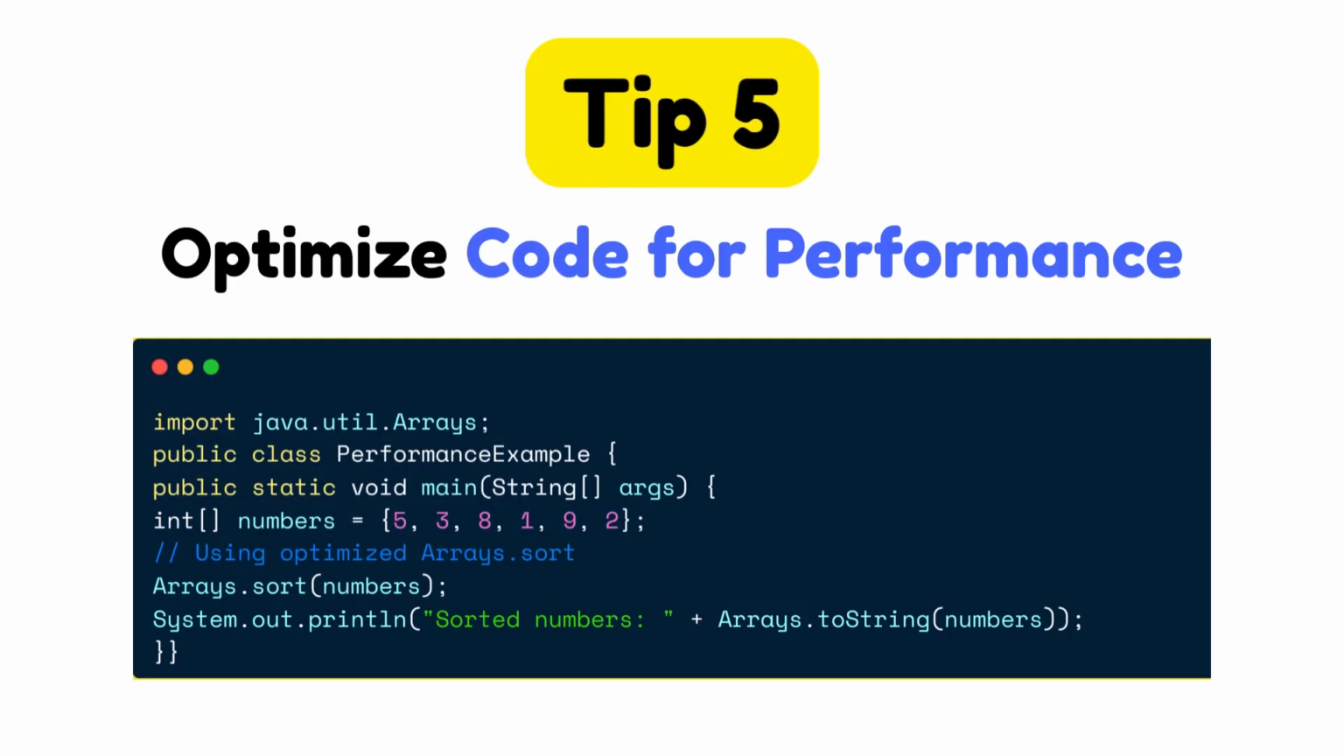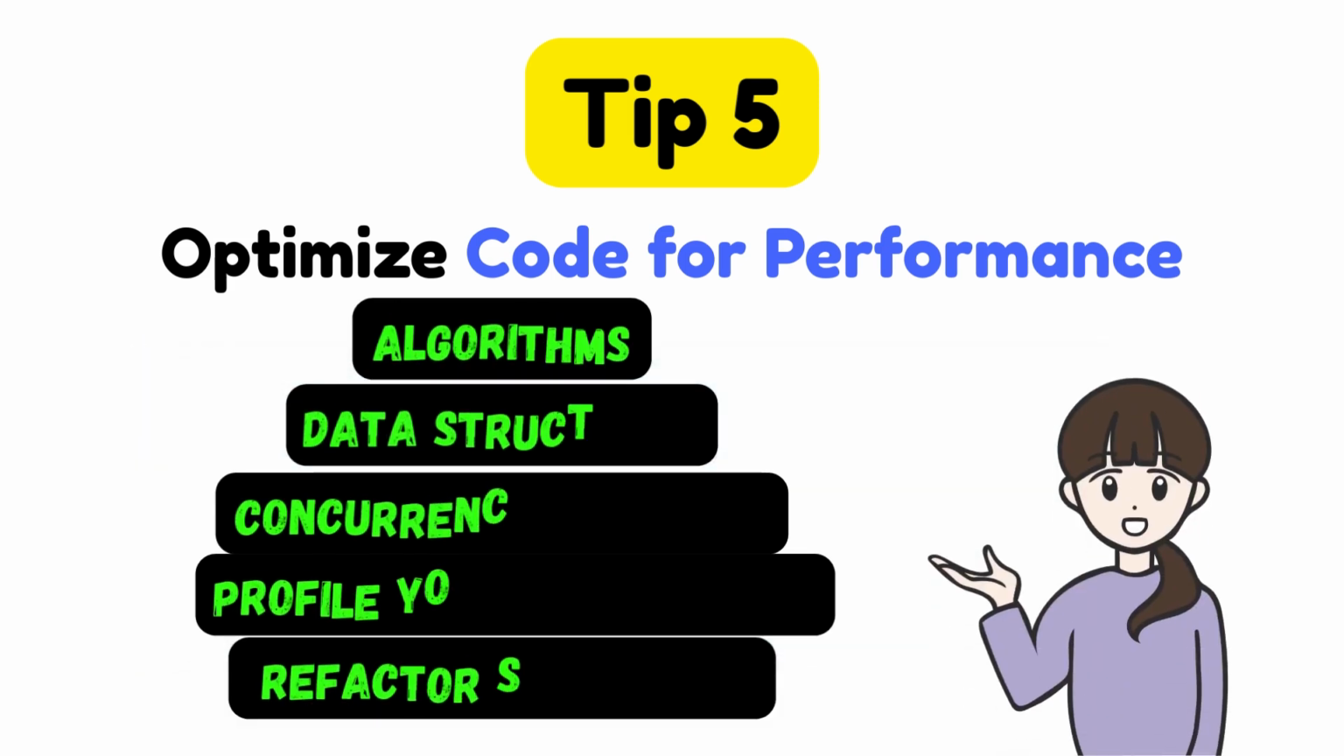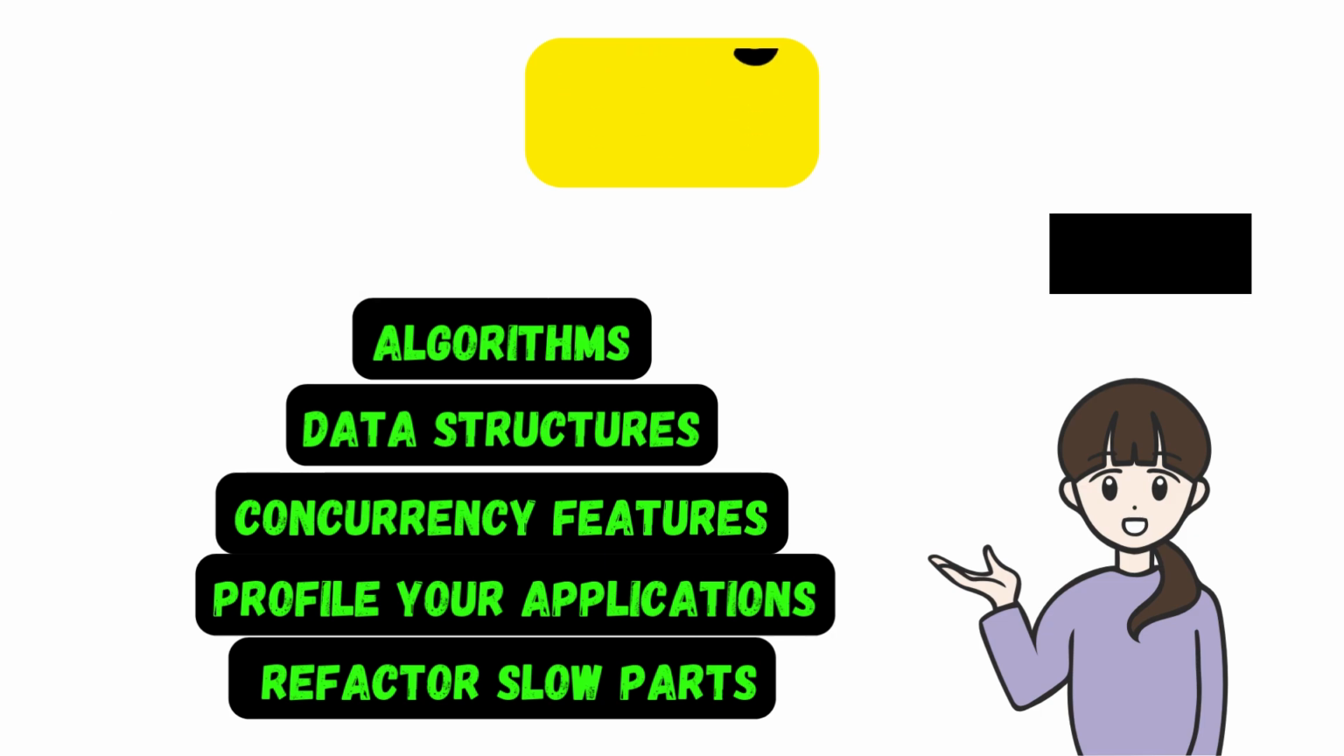Tip 5. Optimize your code for performance. Always be mindful of performance, use efficient algorithms and data structures, and take advantage of Java's concurrency features when needed. Profile your applications and refactor slow parts. Remember, sometimes a small change can lead to big performance gains.